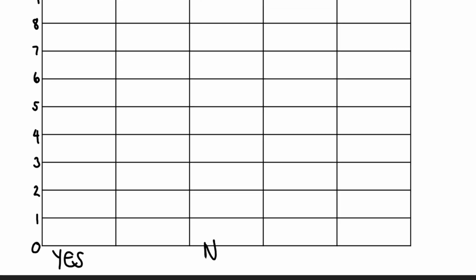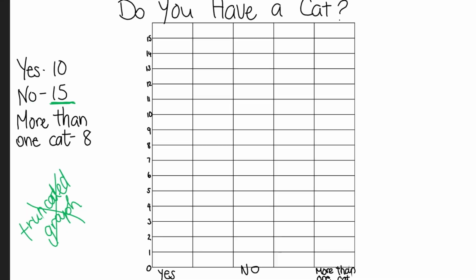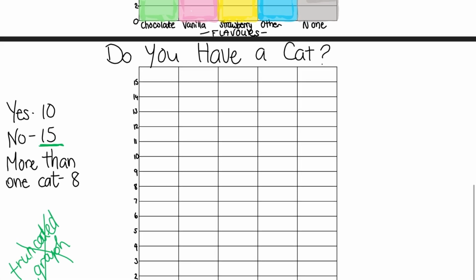So yes, I have a cat. This is giving me a hard time writing in here. It doesn't want to stay. Okay, that's unfortunate that I had to do that. No, I do not have a cat, and I have more than one cat. If I could move this little annotation thing where my markers are at the bottom, I would, but it's not cooperating with me in OneDrive. It doesn't want to move. So those were my answers.